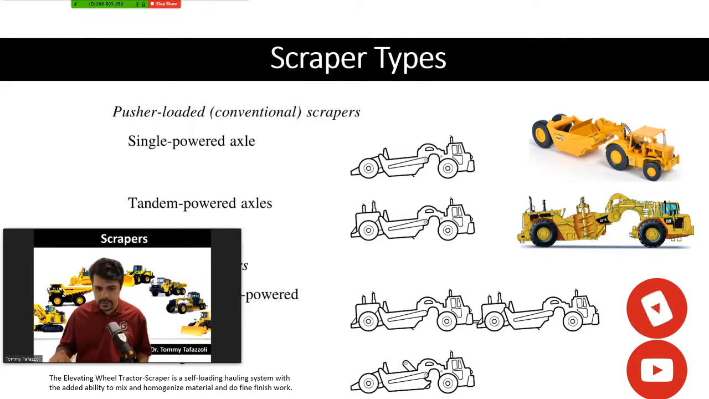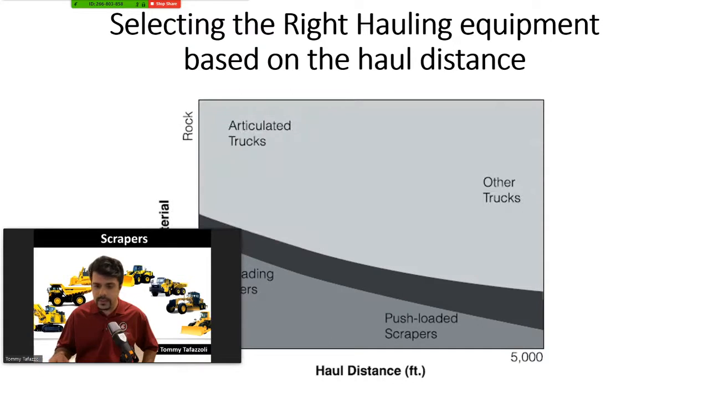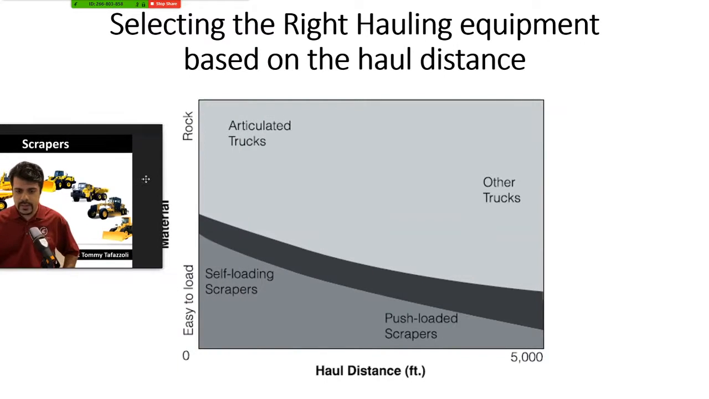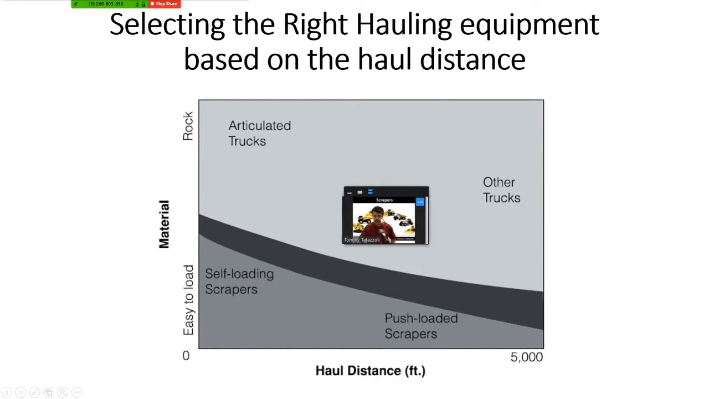All right, so we already watched the videos. Selecting the right hauling equipment based on the haul distance. As you can see, this is provided for us, and it is based on some estimates. There is not a very certain limit that below it you would go with one equipment and after that you would go with the other. But look at the distance. This is the haul distance. So it depends on two things: haul distance and the type of material.